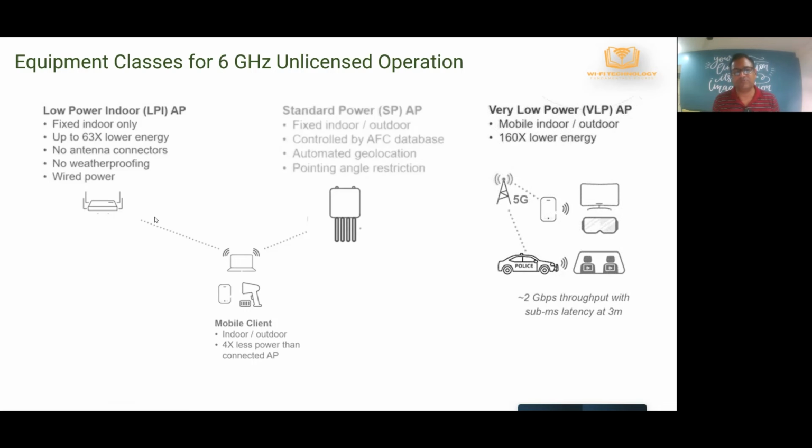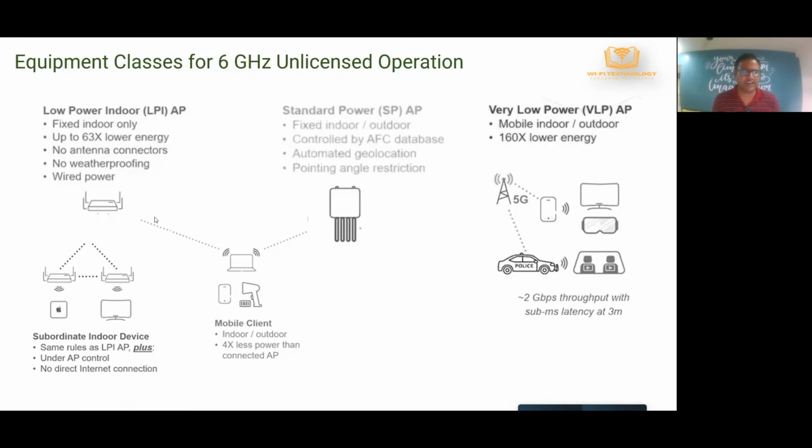It could be a low power access point or standard power access point, so there are no AFC rules and things like that for the devices themselves, but they are governed by the rules of the access point. So the rules apply to the AP, and if the station connects to the access point, then as long as it follows what the access point is telling it to do, it's fine. So generally, the client is required to transmit at 4 times less power than the AP it is connected to.